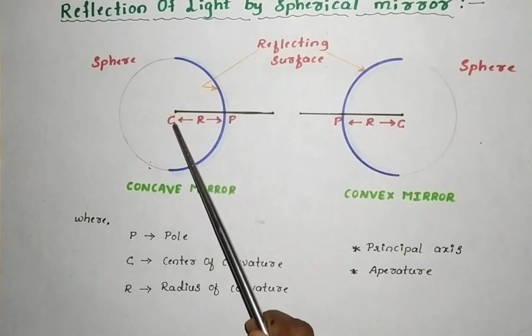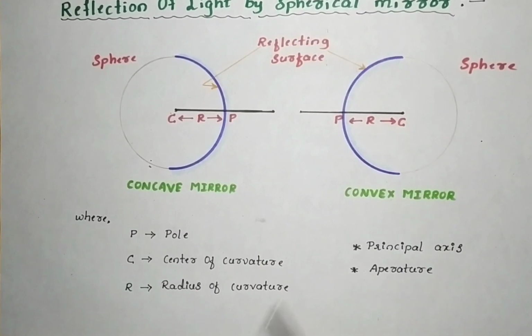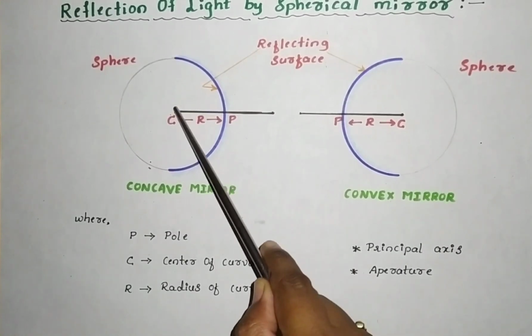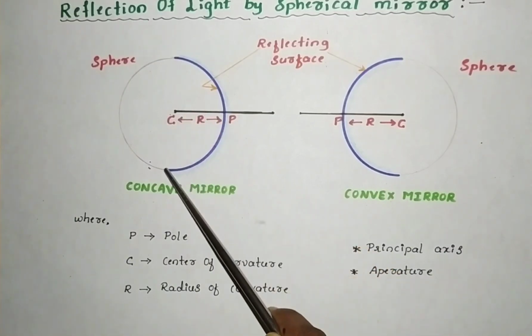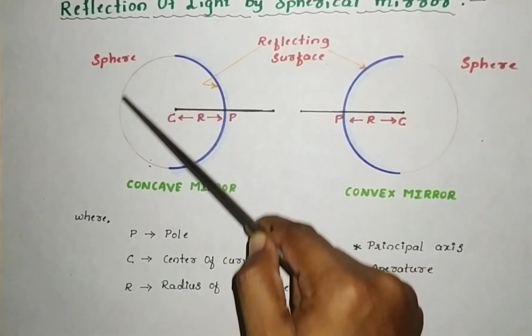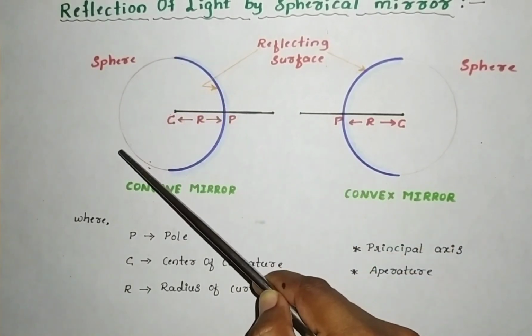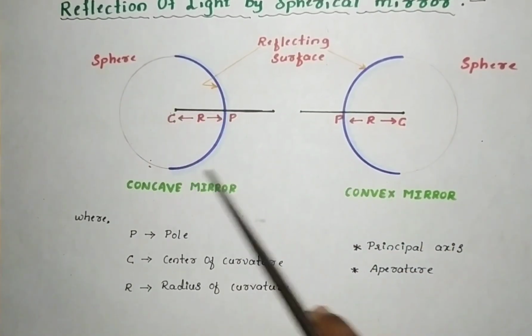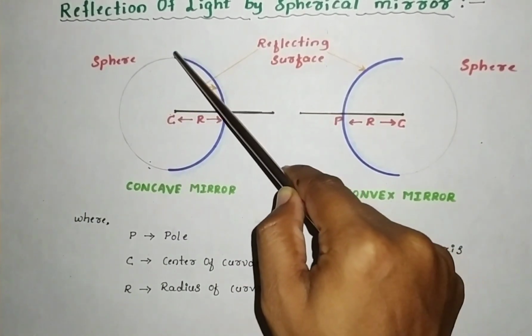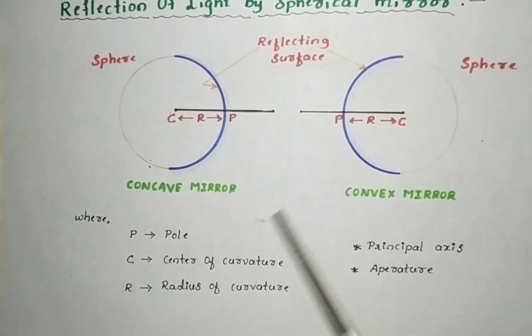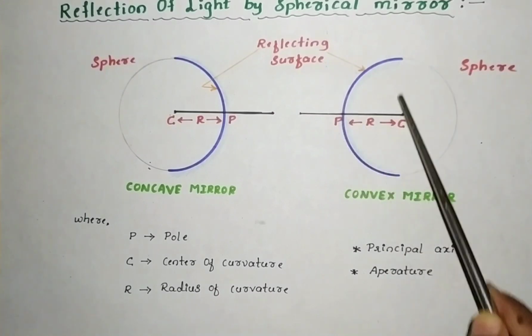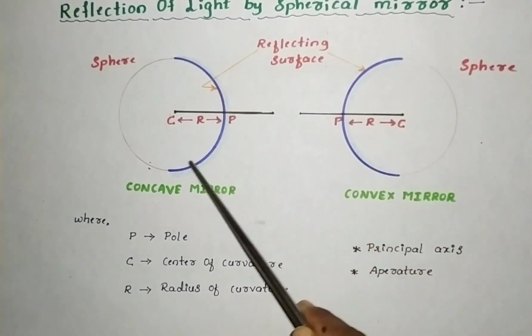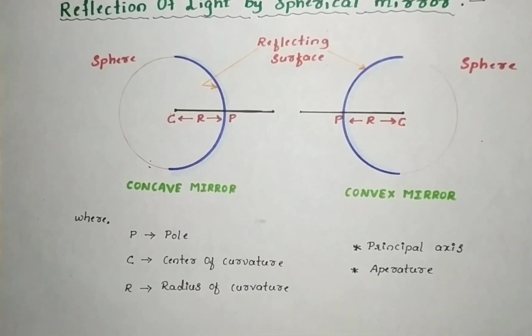Then C indicates center of curvature. That means it is the center of the sphere of which the spherical mirror is a part, because this part is completely absent. It is imaginary. Right? So this is the center of the sphere. In that we are going to consider only the spherical part or spherical mirror. That is how to define center of curvature. It is the center of the sphere of which the spherical mirror is a part and it is denoted by C.